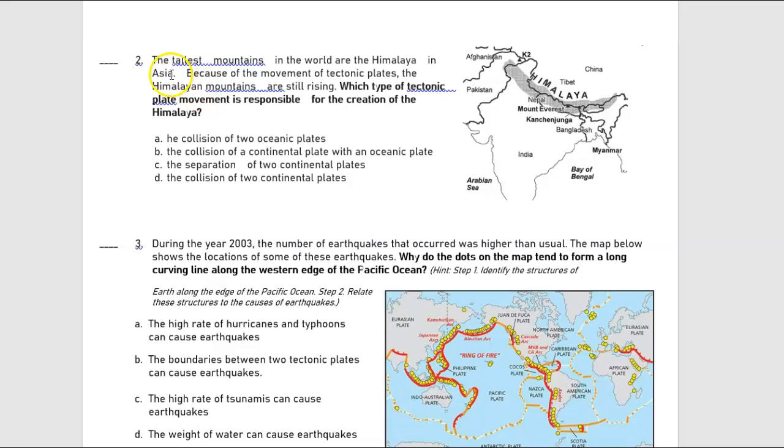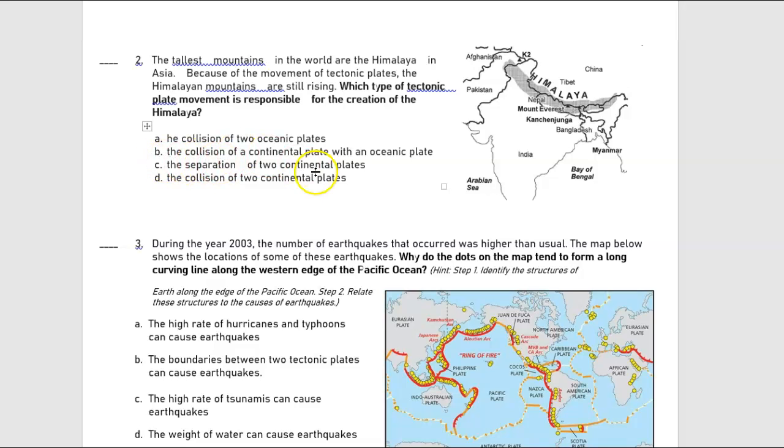All right, number 2. The tallest mountains in the world are the Himalaya in Asia. Because of the movement of the tectonic plates, the Himalayan mountains are still rising. Which type of tectonic plate movement is responsible for the creation of the Himalayas? A, the collision of two tectonic plates. B, the collision of a continental plate with an oceanic plate.